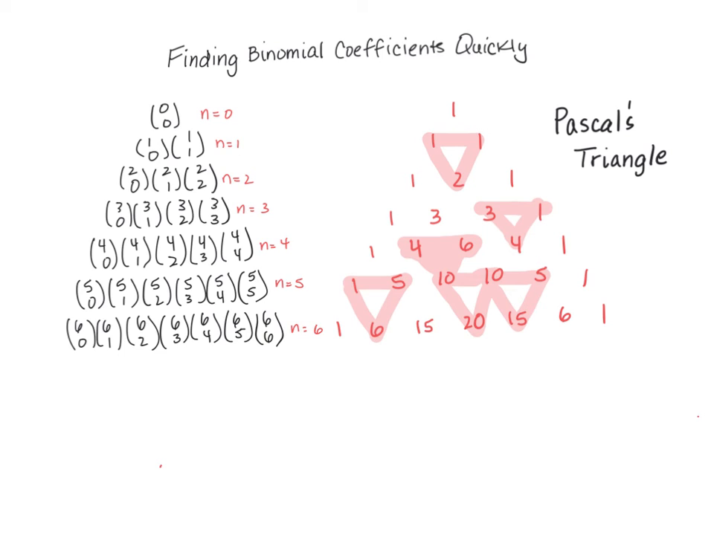Armed with that information, could you build the next row? Well, we know it's going to start with a 1, and it's the 7th row, so my next number is 7. And then to get the number after the 7, I need to look at the two numbers above and add them. 6 plus 15 is 21, and 15 plus 20 is 35.